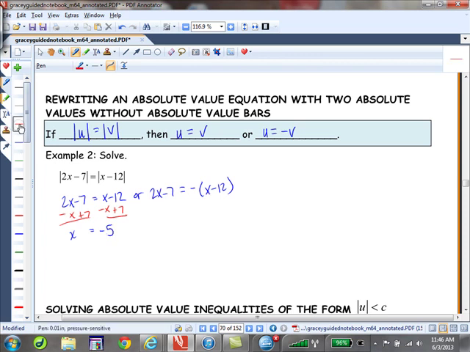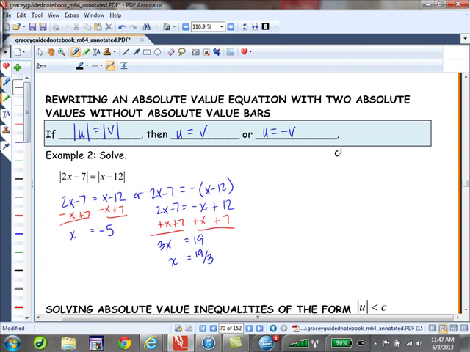And over here, we need to work through the right side a little bit. Distributing the minus, we get negative x plus 12. And now if we were to add x to both sides and add 7 to both sides, we would have 3x is equal to 19. And now, isolating the x, we would get 19/3.